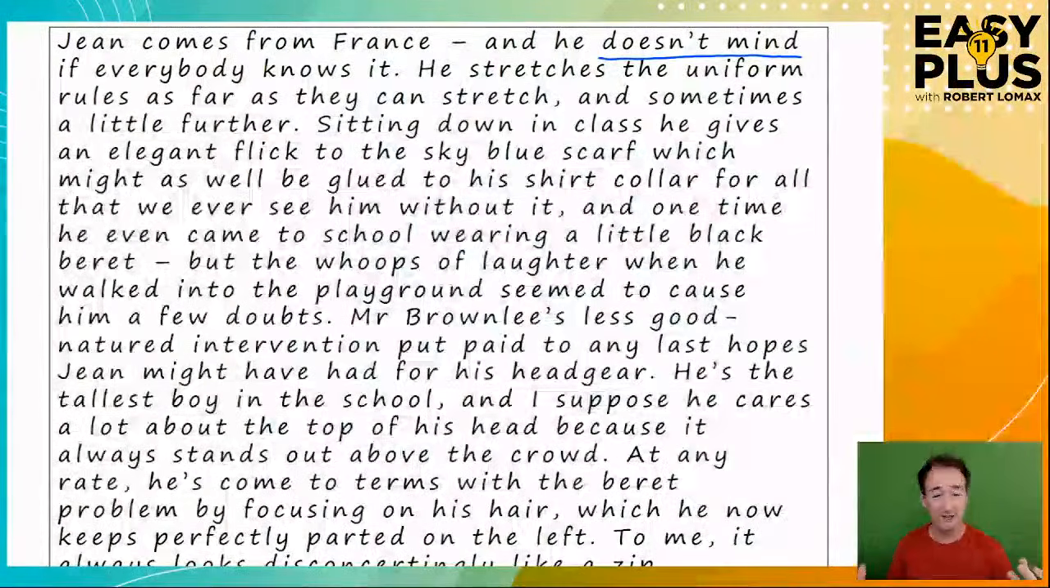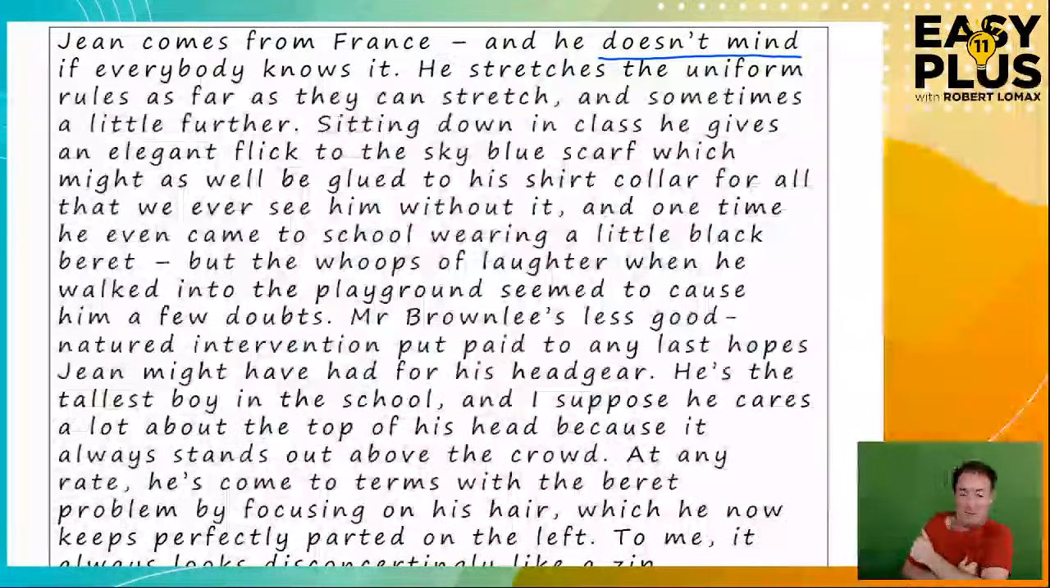And that's quite an interesting idea because clothes, of course, you put them on, they can stretch. So there's a kind of link of ideas. He stretches the uniform rules as far as they can stretch, and sometimes a little further. So we're taking a really commonplace idea and adding a little bit to it to make it a little bit more interesting. To pull it a bit further and it's almost going to rip, that's what's happening with his attitude to the rules. He pushes them so far that you're just waiting for the big disaster.